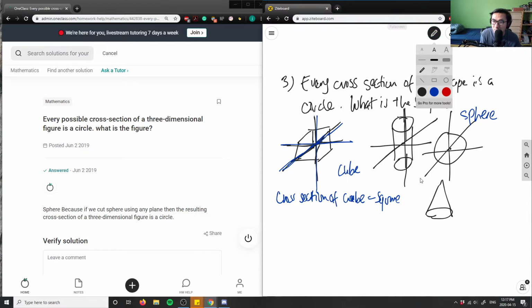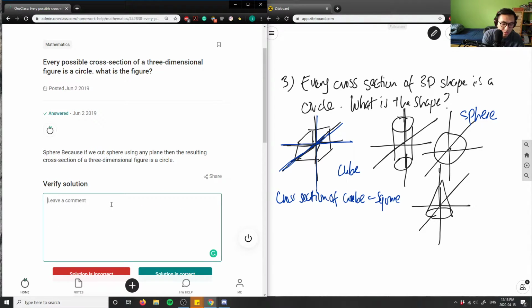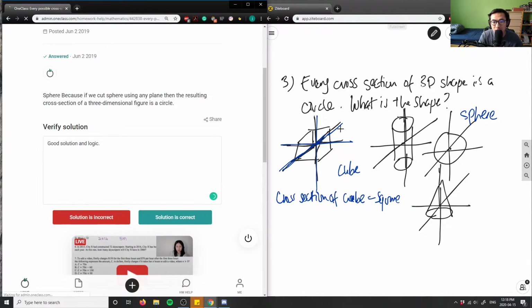And then if I did a cross section of a cone, for example, I would cut it down right in the middle here, and to the side, and then cut one like that. I would get a very odd shape if I were to do a cross section of a cone here. So again, in this case, sphere is our correct answer, and that's what it says here, sphere, because if we cut the sphere using any plane, then the resulting cross section of a 3-dimensional figure is a circle. So that is true. So good solution and logic. So this here is correct.